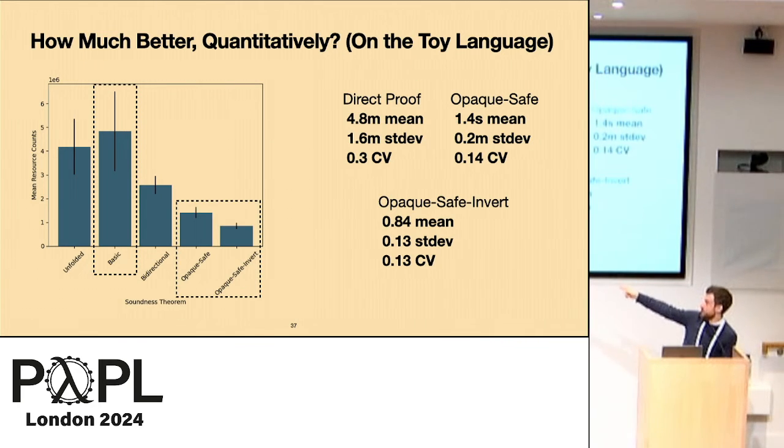You can see that the basic theorem has a significantly higher mean, but also more importantly the standard deviation, the variance of how many resources the solver takes, is significantly lower for the opaque versions. I didn't actually know about this coefficient of variation thing until 20 minutes ago during the last talk, but I computed them, and we can see, in fact, that the opaque safe one is less than 0.2, and the direct proof is bigger than 0.2.